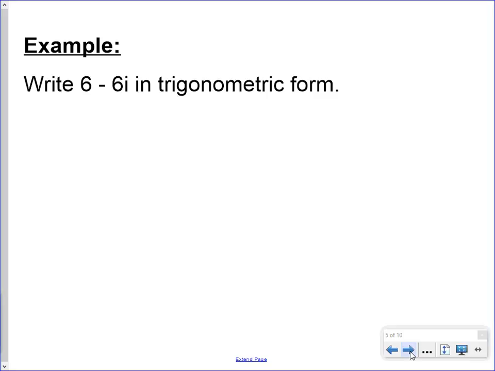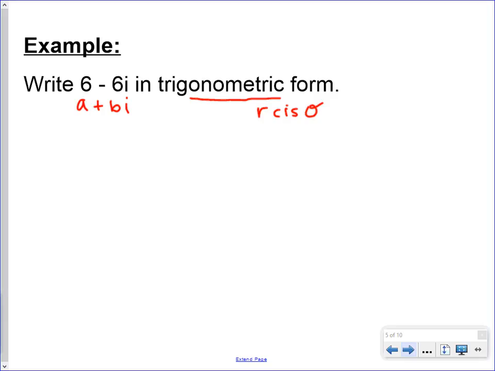For me, number one key is what form is it in? A plus bi. I usually write that. That helps me. What form do I want it in? Trig form, R kiss theta. So that means I need R and I need theta.